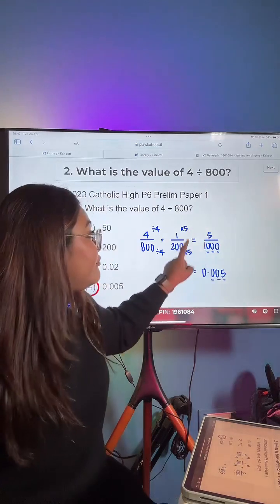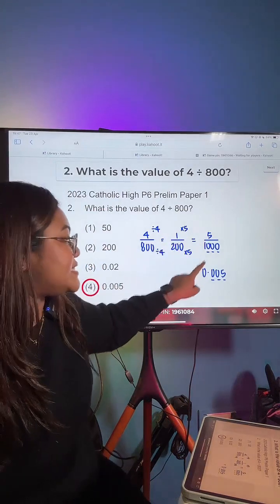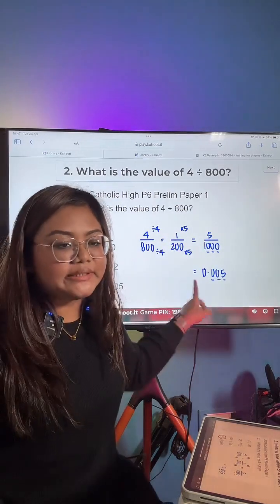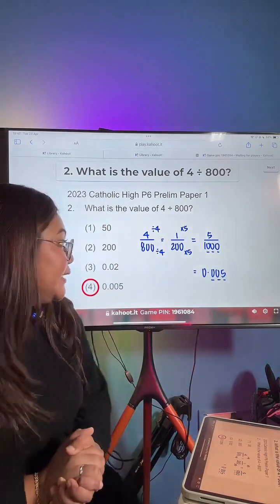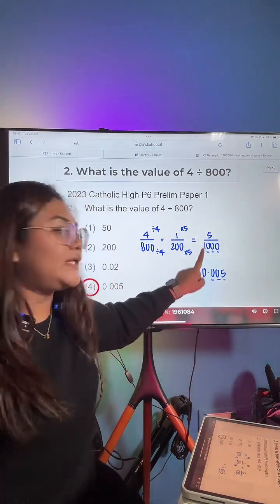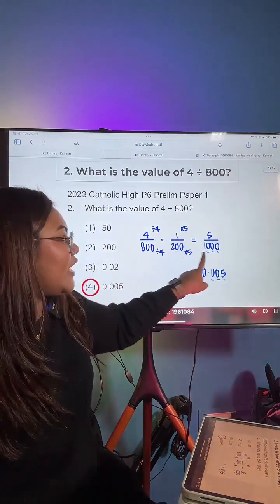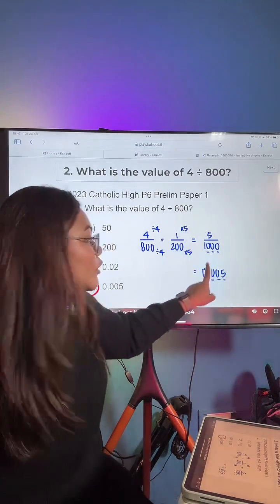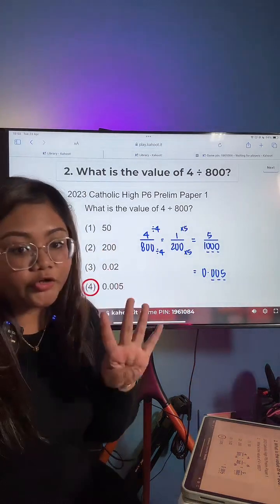Why do I multiply by 5? That's because I want to convert this into a decimal. For a decimal, my denominator can be 10 or 100 or 1000. Since I have 200, I can convert it into 1000 so that I can change it over to a decimal. Times 5, times 5, we get 5 over 1000, which is the same as 0.005. The answer is option number 4.